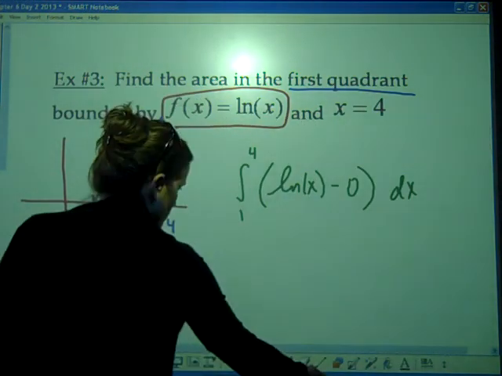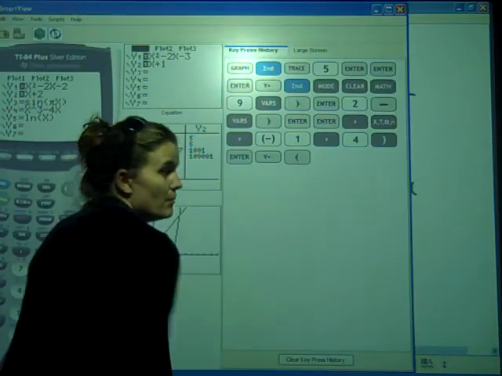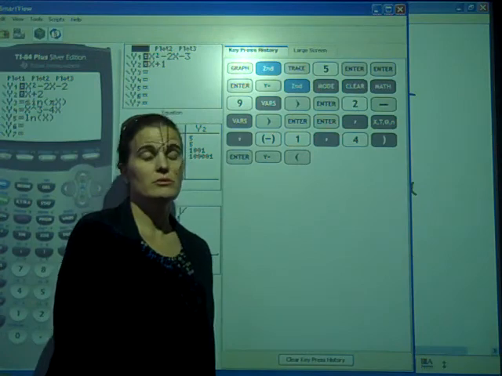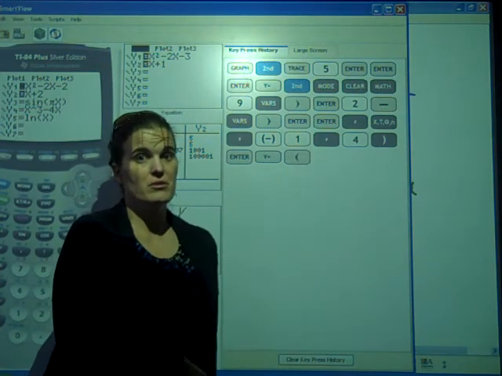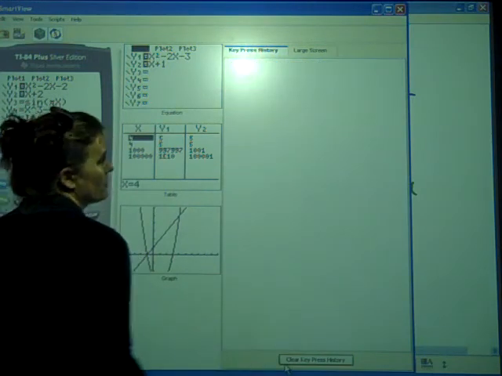I did not calculate this one, so let's go ahead and do this. We're going to be integrating basically natural log of x from 1 to 4. By the way, you could not do this by hand. You do not know, nor will you ever know, the integral of natural log of x. Okay? So you're not responsible for that, so you do not need to worry about that.